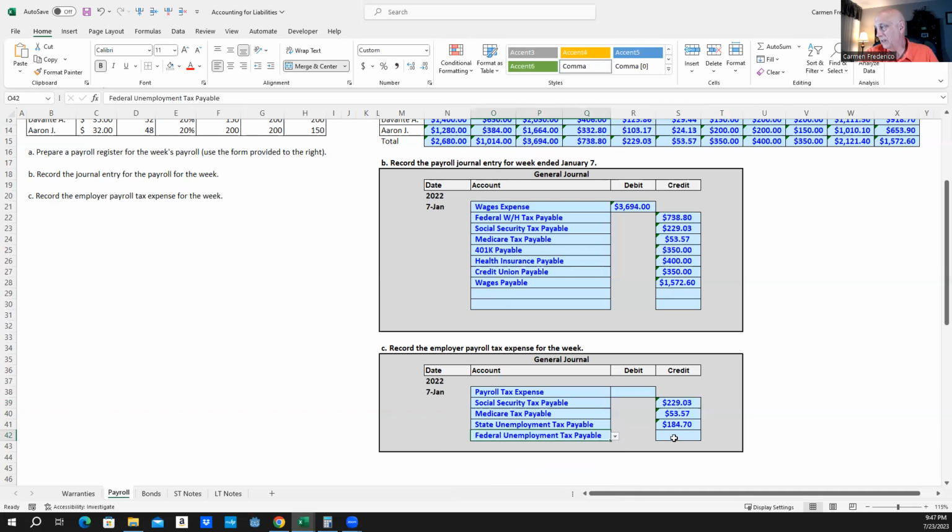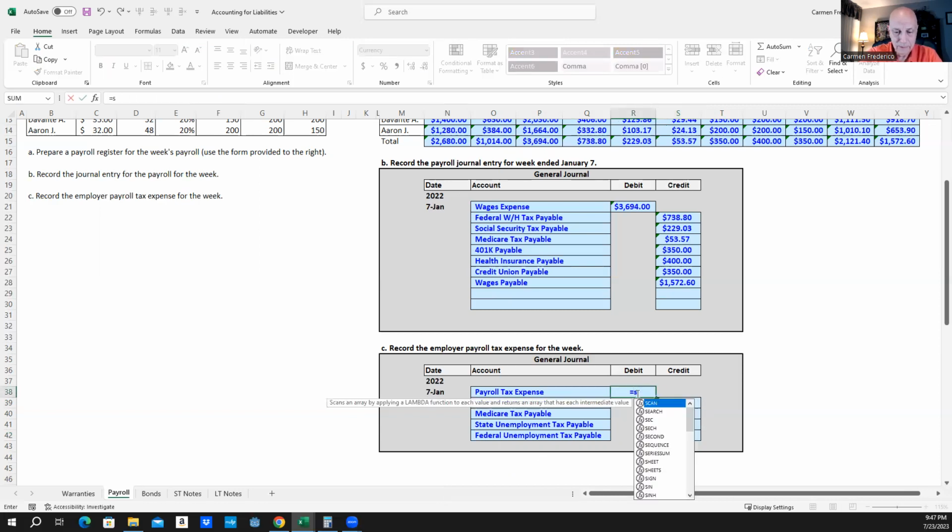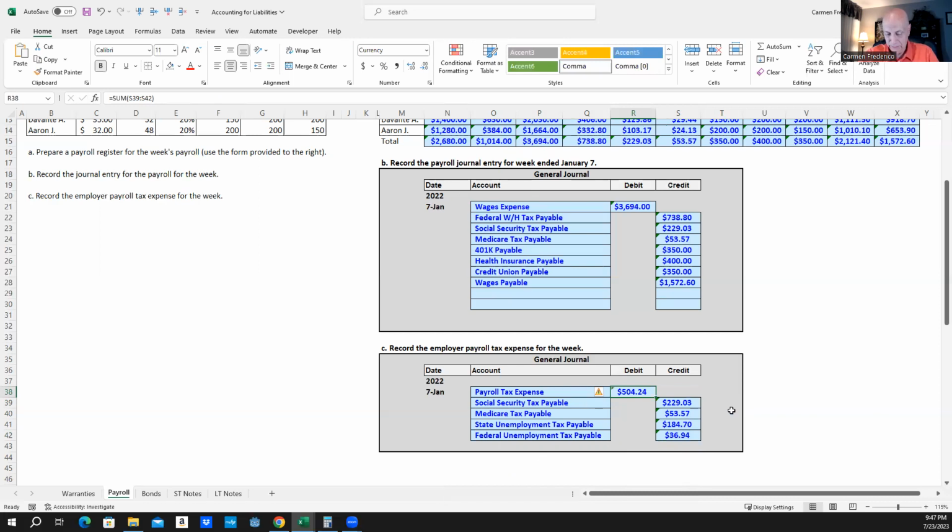Federal unemployment is going to be, for this illustration, $36.94 times 0.01, or $36.94. So the total payroll tax expense is going to be the summation of these 4 accounts, which is going to be $504.24. Okay, so that's how you account for payroll.